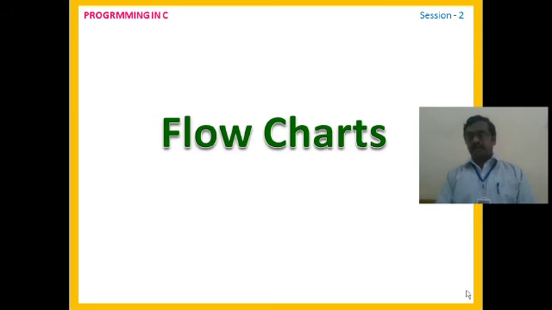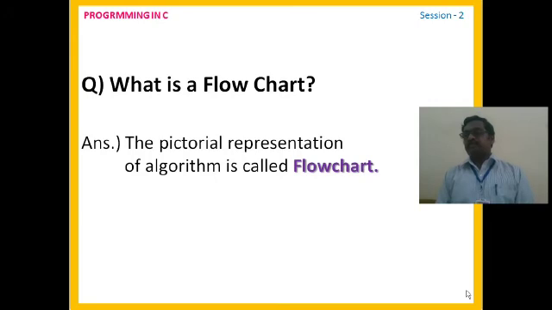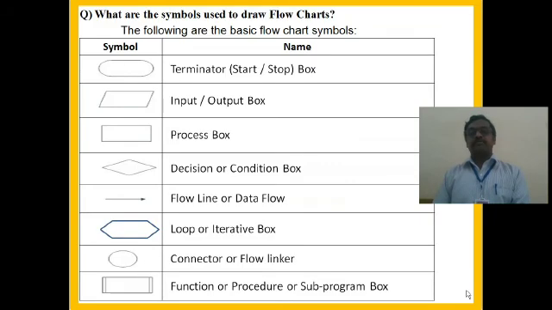Actually, what is a flowchart? The pictorial representation which shows the sequence in which data are read, computations performed, decisions are made, and results are obtained. In other words, simply we can say that the diagrammatic or symbolic representation of an algorithm is called a flowchart.